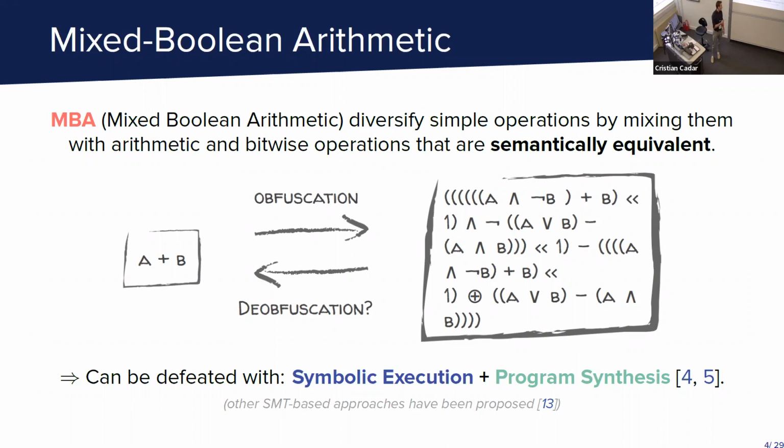So we can obfuscate it, but the question is, how do we get the operation back to retrieve the original expression? And this is where symbolic execution comes into place. And the technique I'm going to present here is the one I designed, combining symbolic execution with program synthesis in order to retrieve the original expressions out of the obfuscated ones.